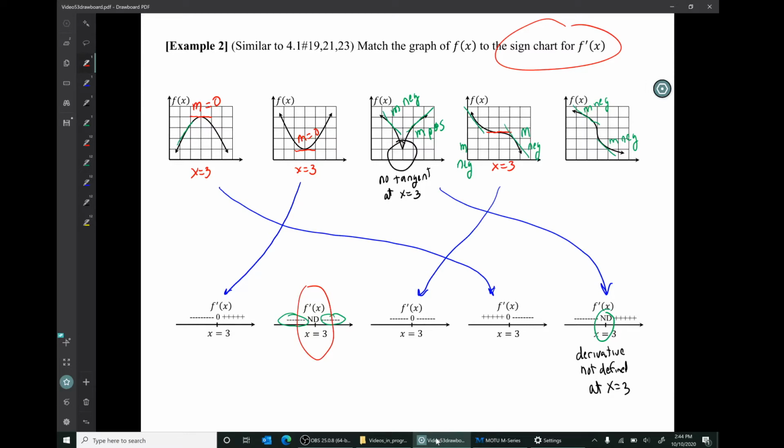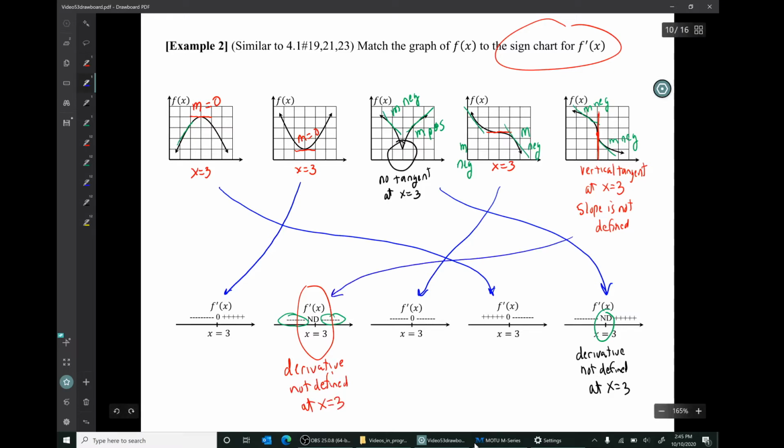Well, look at this graph. In the middle, there is a tangent line. We haven't talked about vertical tangent lines before, but there's a vertical tangent at x equals 3. So there is a tangent line, but remember that vertical lines have undefined slope. Well, the number that's the slope of the tangent line is the number that's the value of the derivative. If the slope of the tangent line is not defined, then the value of the derivative is not defined. So that fifth graph corresponds to the second sign chart for f prime.